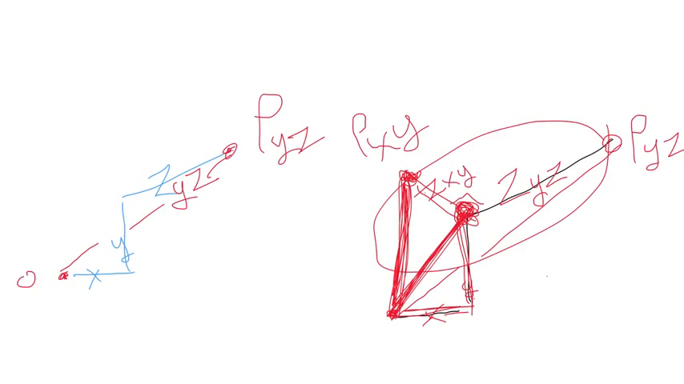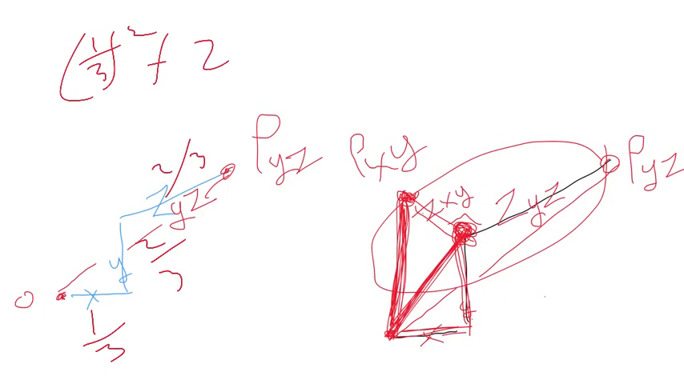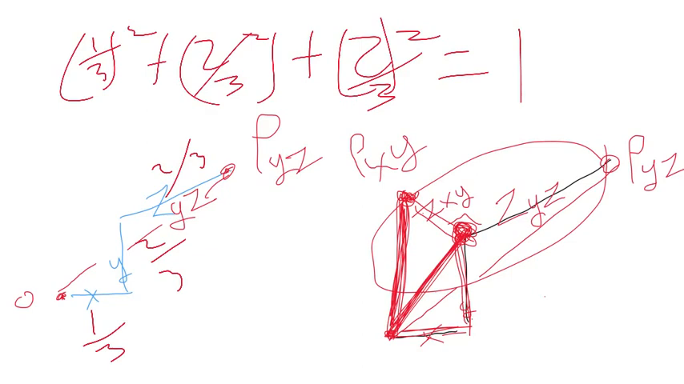Now, if I was to put some numbers to this, for example, 1/3 here, 2/3 there, and 2/3 here, then we could look at it this way. 1/3 squared plus 2/3 squared plus 2/3 squared does equal 1, because we have 1/9 plus 4/9 plus 4/9, that's 9/9, and that does equal 1.